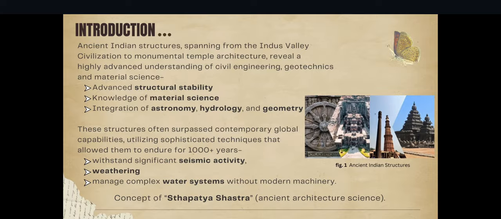Ancient Indian structures, spanning from the Indus Valley civilization to the monumental temple architecture, reveal a highly advanced understanding of civil engineering, geotechnics, and material science. These include advanced structure durability, knowledge of material science, and integration of astronomy, hydrology, and geometry. These structures often surpassed contemporary global capabilities, utilizing sophisticated techniques that allowed them to endure for 1000 plus years, withstand significant seismic activity and weathering, and manage complex water systems without modern machinery. There is the concept of Sthapatya Shastra, which is ancient Indian architecture science.